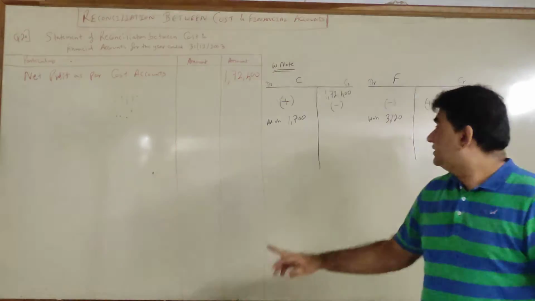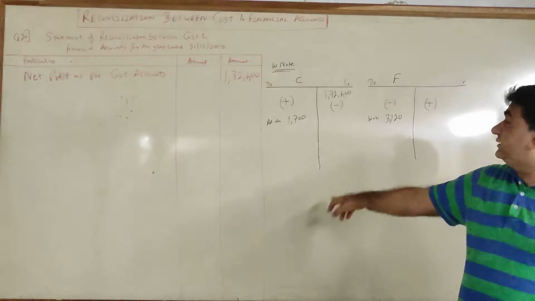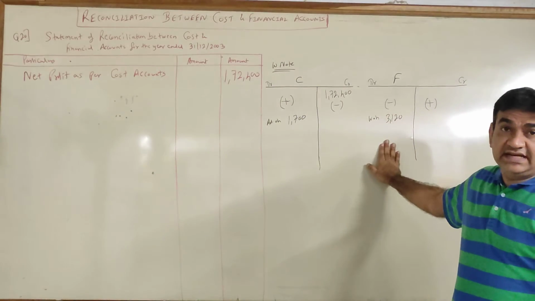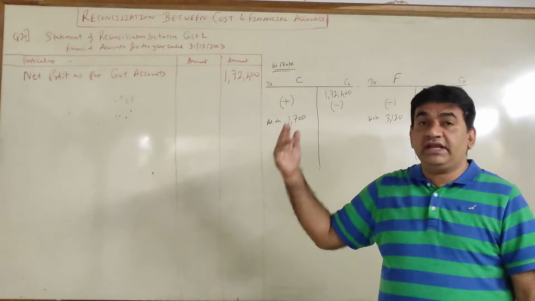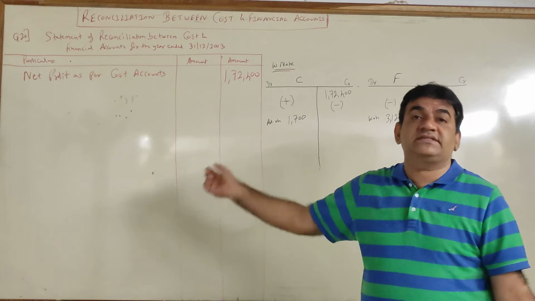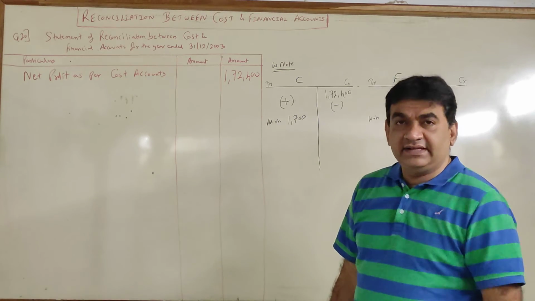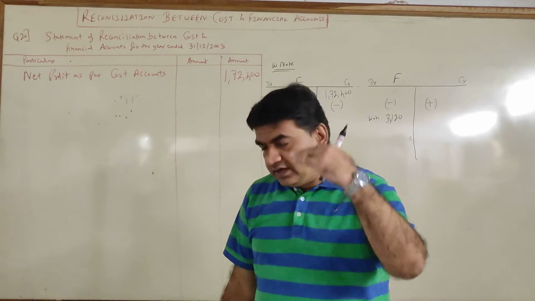Clear with this, guys? I'll repeat again. Works overhead under recovered in cost, that means more in finance. So in finance debit. Admin overheads over recovered in cost. So in costing debit. Overhead is an expense. Expense will always come in debit. Therefore in costing debit. Keep this logic in mind. Don't worry.